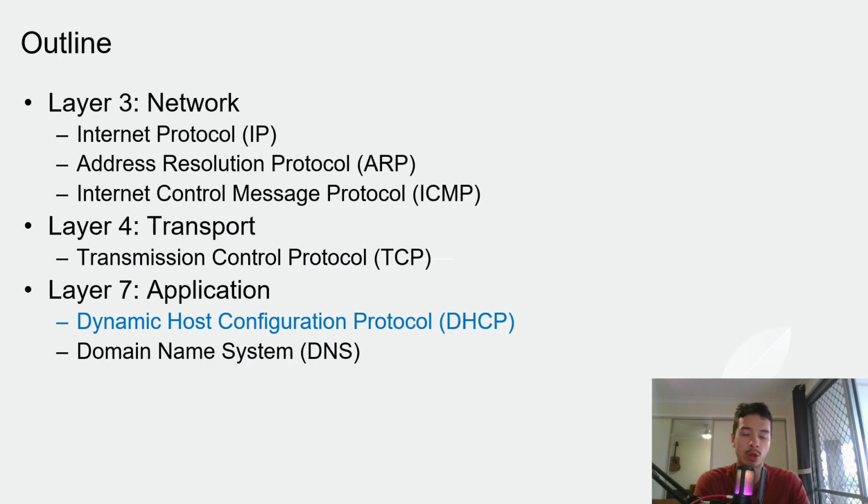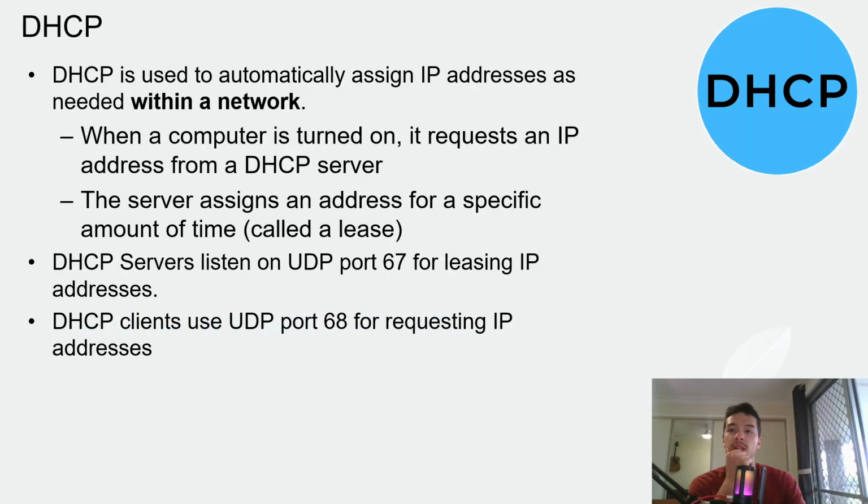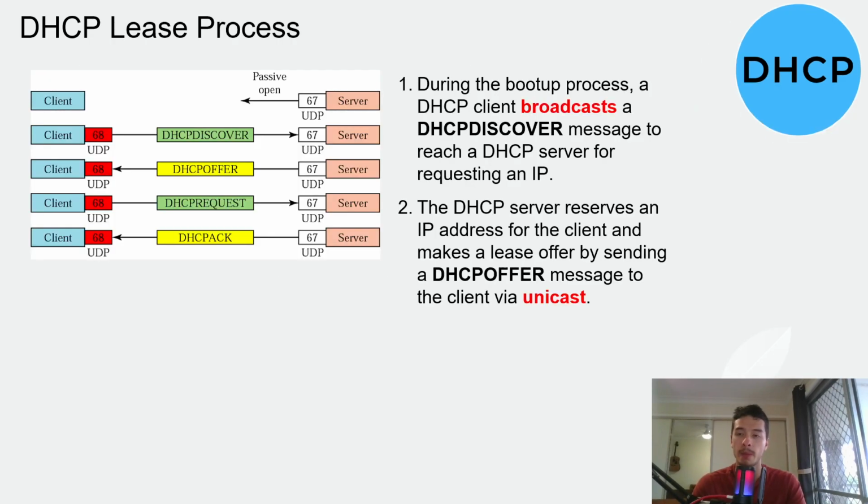Yep. So the next one we have is the application layer, which is DHCP. DHCP is used to automatically assign IP addresses as needed within a network. When new devices hop onto the network, it will assign a dynamically variable IP address to your specific device. When a computer is turned on, it requests an IP address from a DHCP server. The server assigns an address for a specific amount of time called a lease. DHCP servers listen on UDP port 67 for leasing IP addresses. DHCP clients use UDP port 68 for requesting IP addresses.